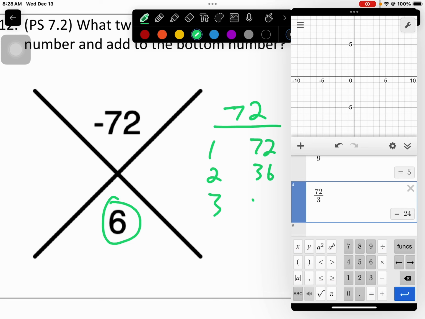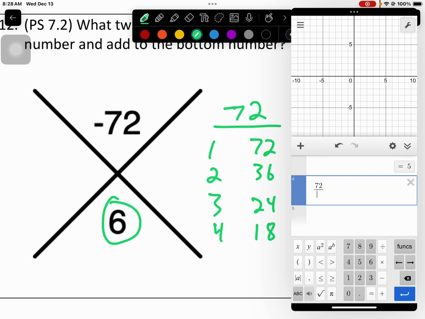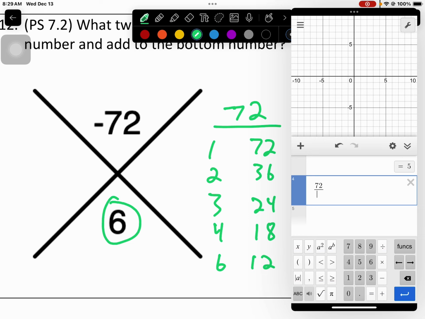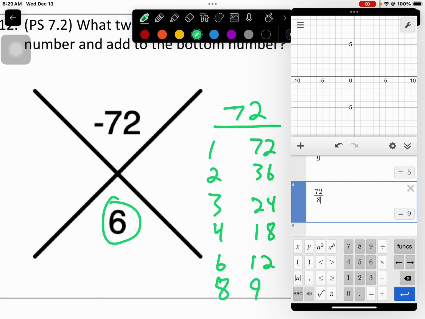3 works, all right, 24. 4 works, 18. 5 does not work. It doesn't end in a 5 or 0. 6 works, you get 12. 7, nope. 8 and 9. So I'm going to start repeating because I'm going to do 9 and I'm going to get 8. So that's it. Since the 6 is positive, all my bigger column numbers need to be positive.